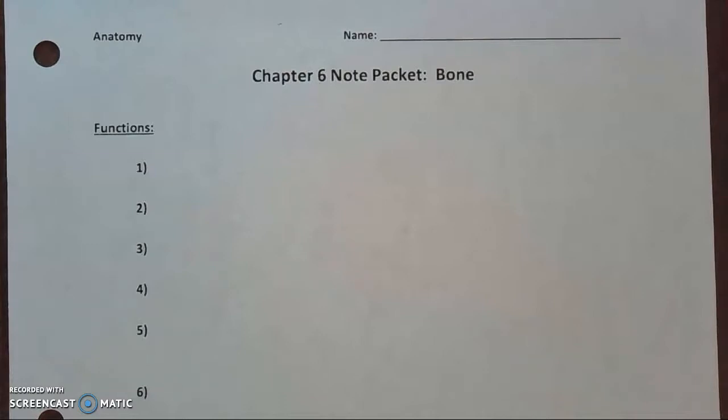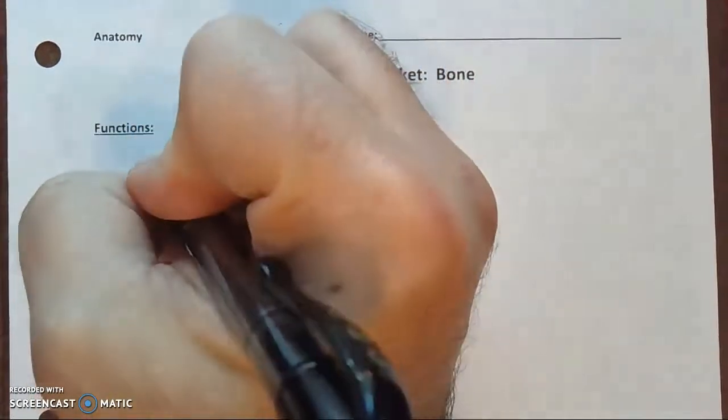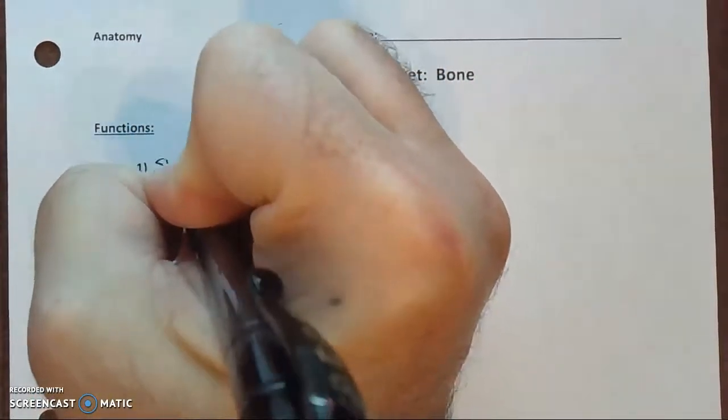So in this chapter, we're going to be looking at the anatomy and physiology of bones. With this, the first thing we're going to do is talk about the major functions of bone in the body. And obviously, a couple of them are really prominent. So the first one is structure and support.